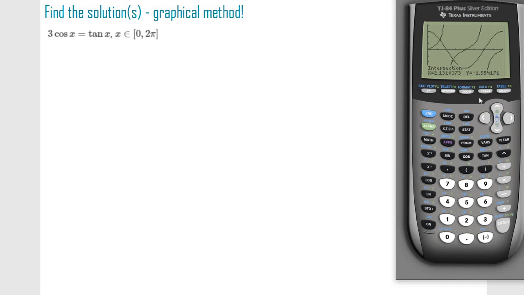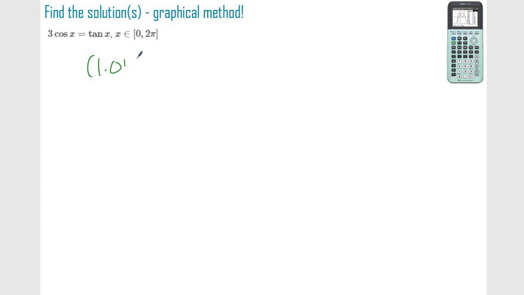Perfect. Then I do second trace and do intersect again. And I just keep going to the left, and you'll see it hop over. There you go. Good enough, and there is our second point. So the point above the x-axis would be 1.01, 1.59, and the other point would be 2.13, negative 1.59.